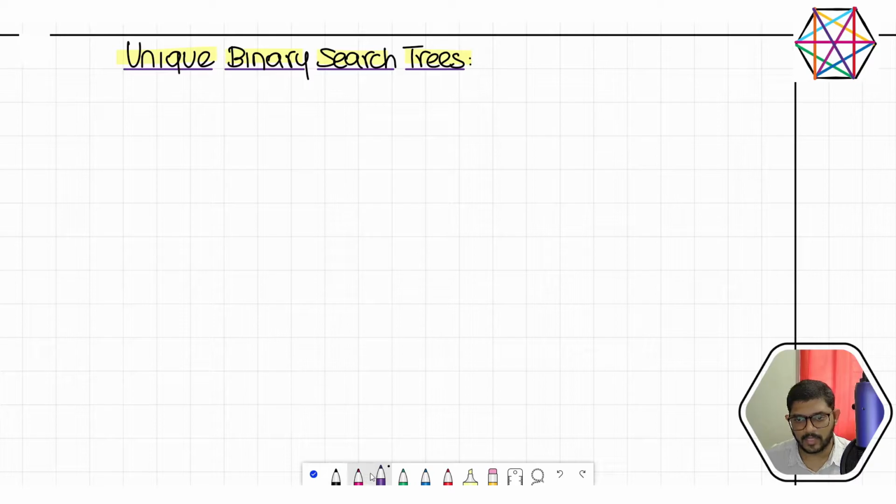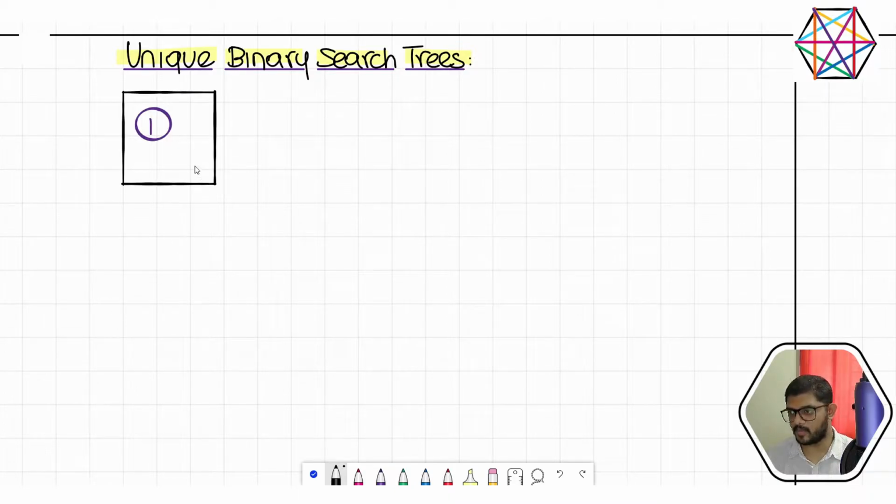So when the given integer is 1, this is pretty obvious. There should be only one node, and that node's value is 1, and that is all we can do. There is no other possible BST that we can form. So this is one example. What is the answer? How many BSTs could we form if the given integer is 1? It's only one BST. We can form only one BST.